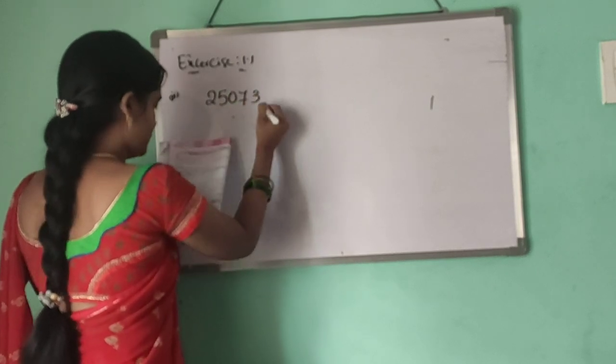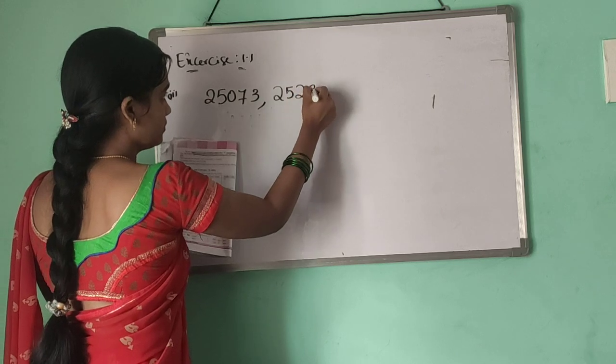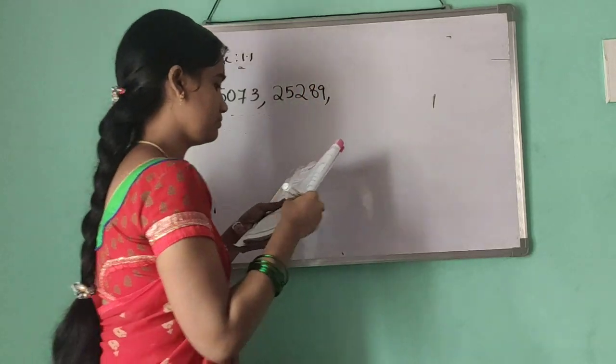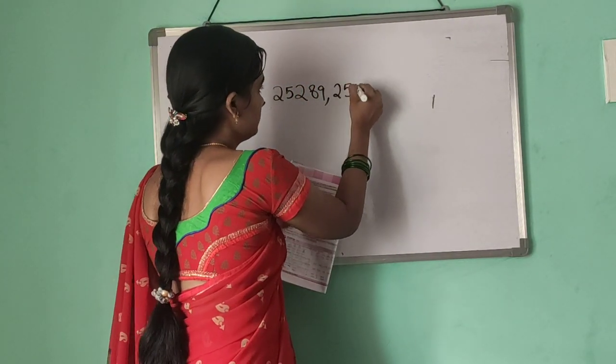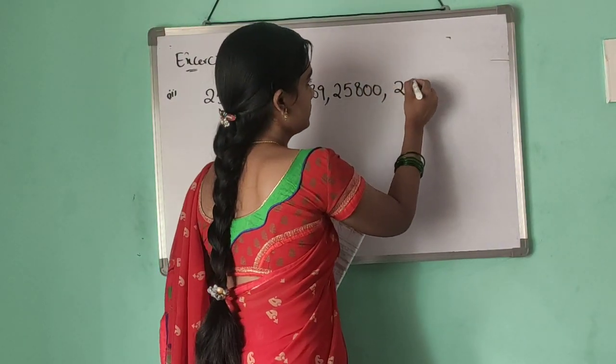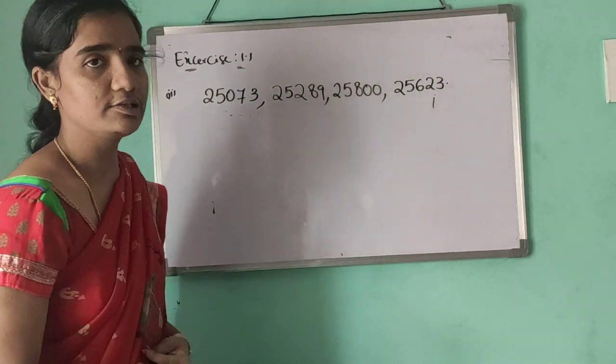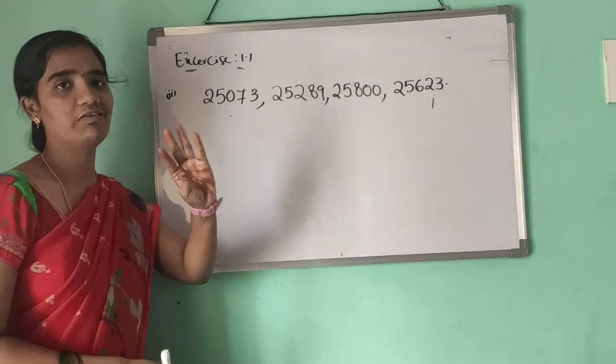25,073. 25. 289. 25,800. 25,623. Here also same. In this also each number has 5 digits.